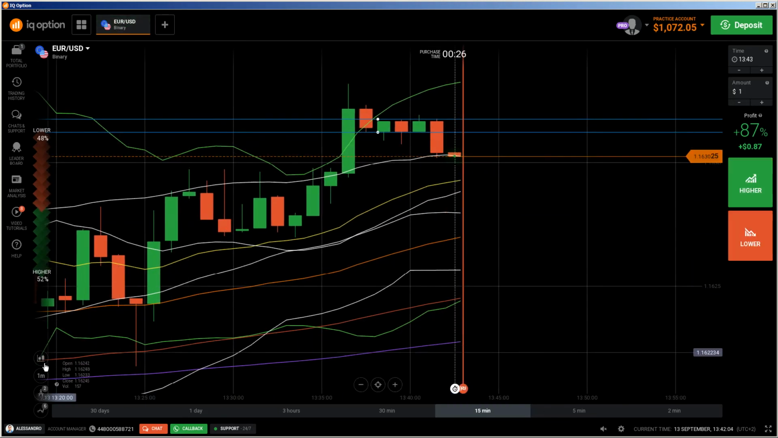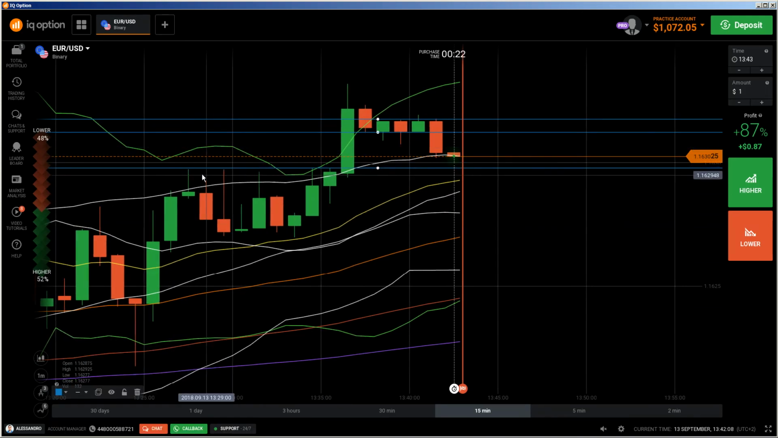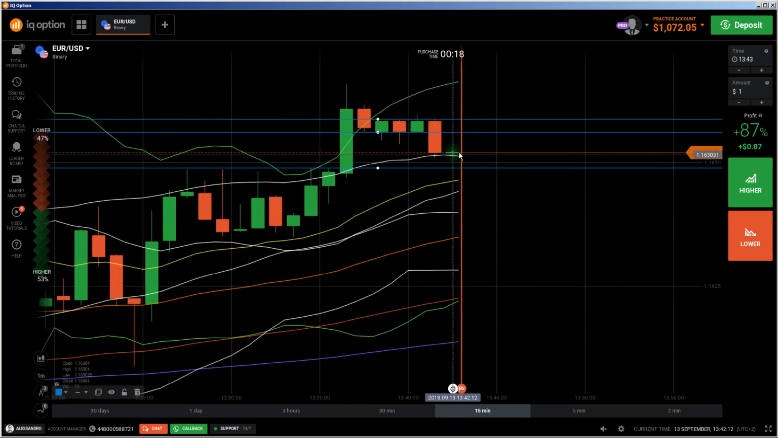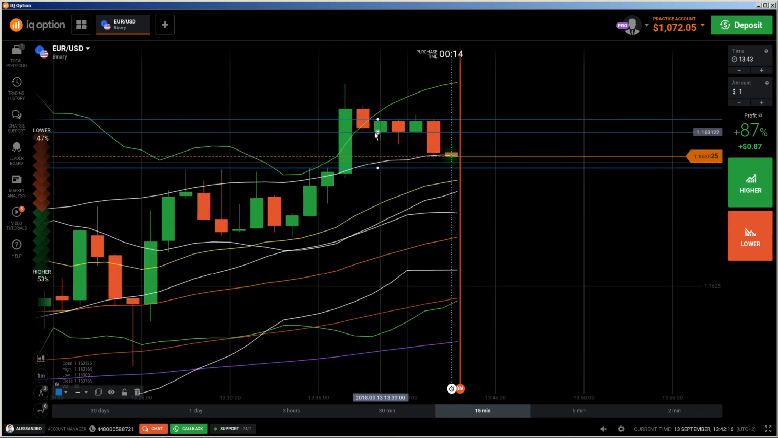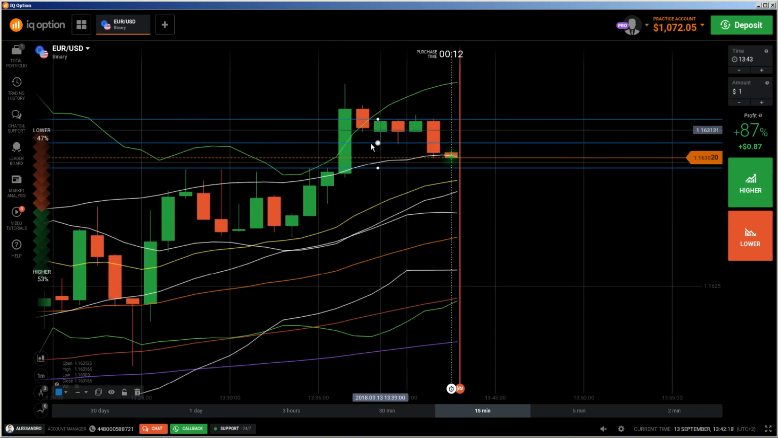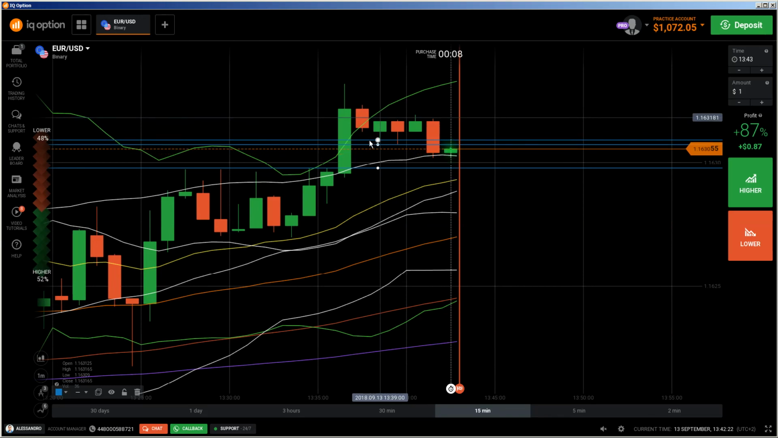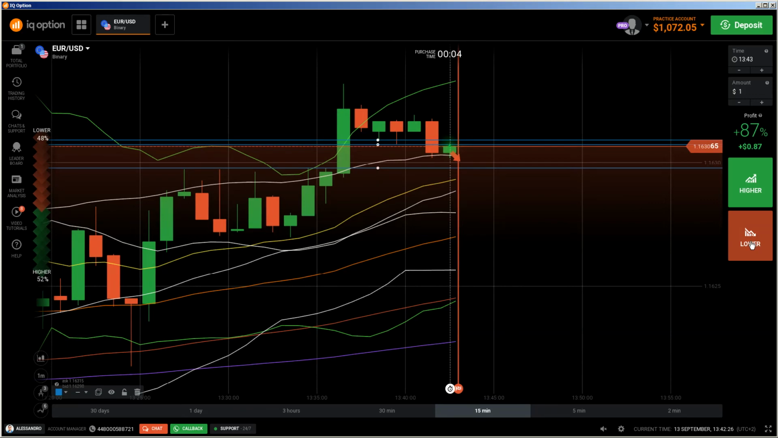So now we have here, let me see, this is a nice area here. Look at this, 1, 2, 3, 4, 5. If this candle will touch this level here, I will do a call. Or if this candle will touch this level, I will do a put.